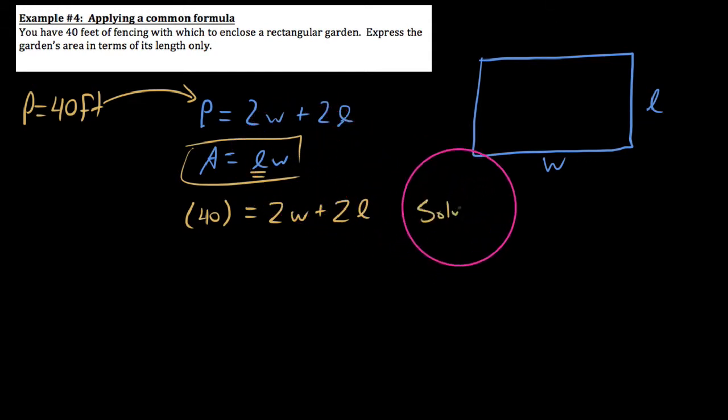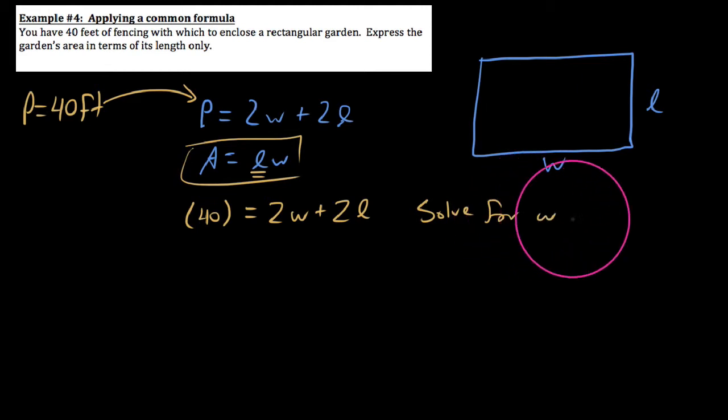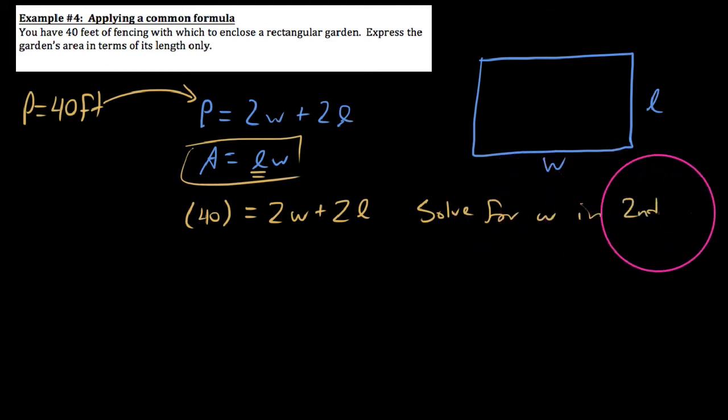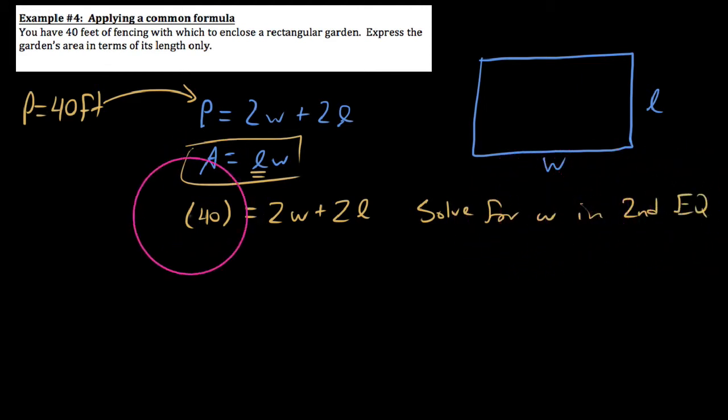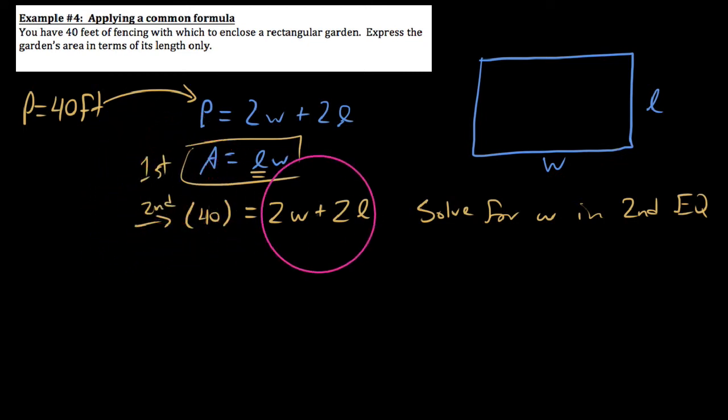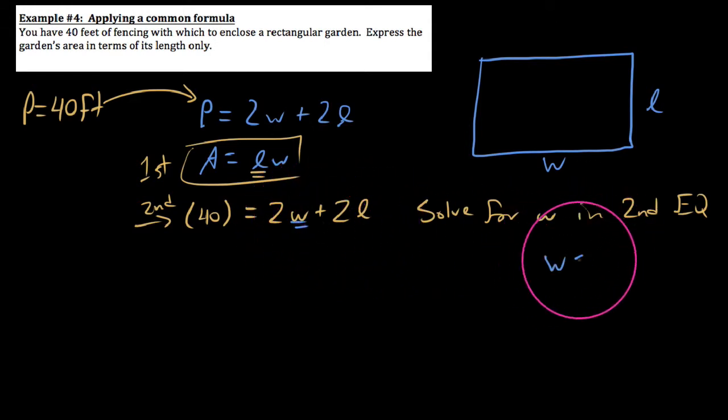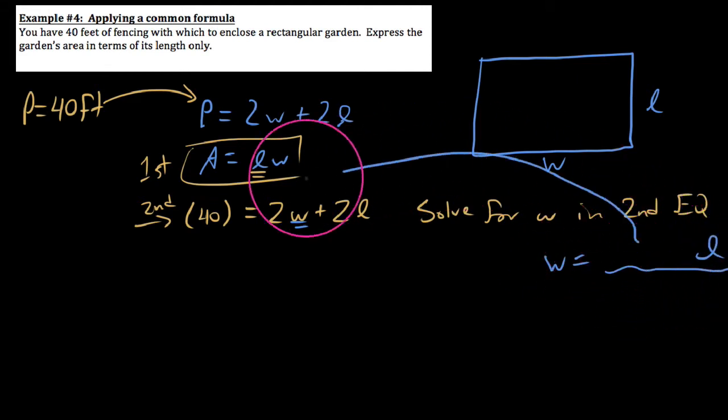We're going to solve for W in the second equation, which is this one right here. We'll call this our first and our second. We're going to solve for W in this equation, even though it has another variable in it. Now that we know W equals something with L's in it, we're going to plug it in up here, and then we'll have all L's. So let's start with manipulating this equation here.